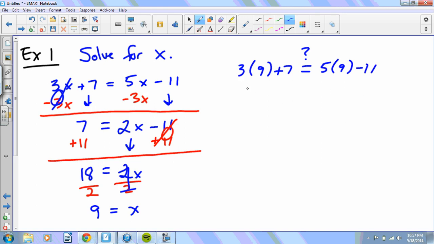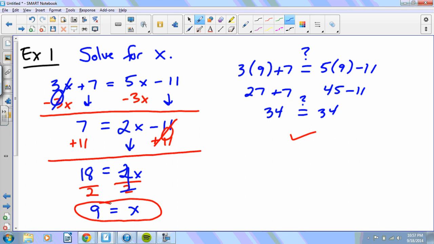All right, 3 times 9, that's 27, plus 7, that's 34. Okay, cool. We want to know, is that equal the same thing? Well, 5 times 9 is 45, minus 11, we get 34. Yep, that's true. So I know that I have a correct answer, that x is equal to 9. Our check is a great way to work with that.